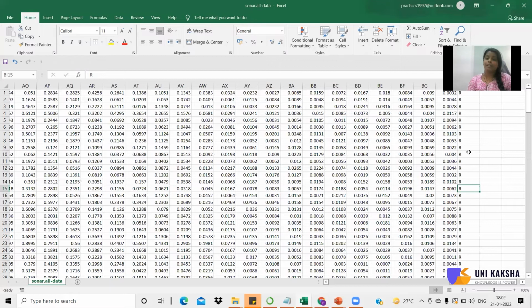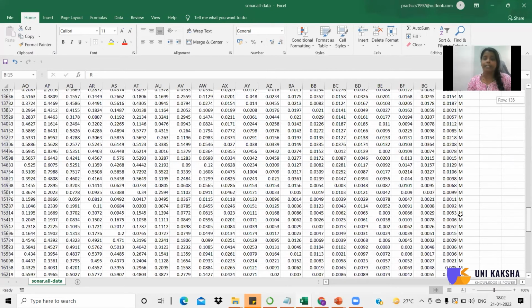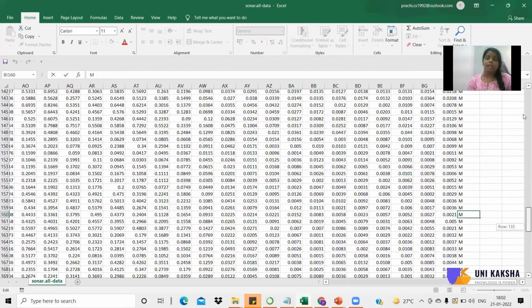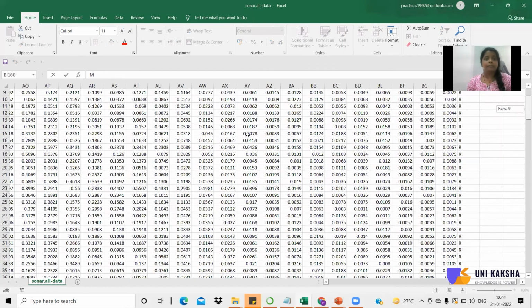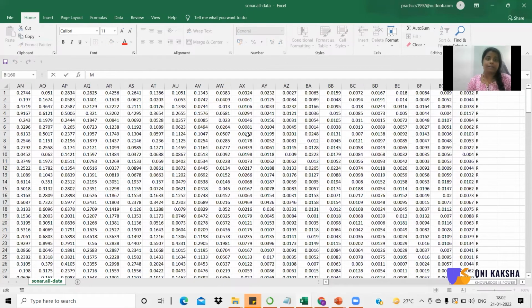So you're having this as a dependent variable, wherein the values are either R, which stands for the rock, or M, which stands for the mine. I think I have the observations of the M category at the end, like you can see here. And if you just see, these are just the 60 frequency values that have been given.